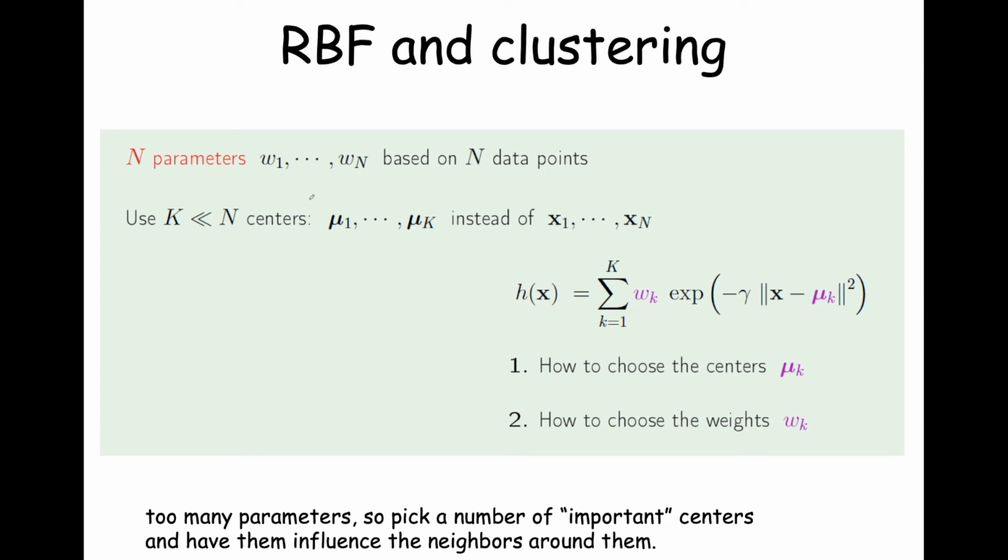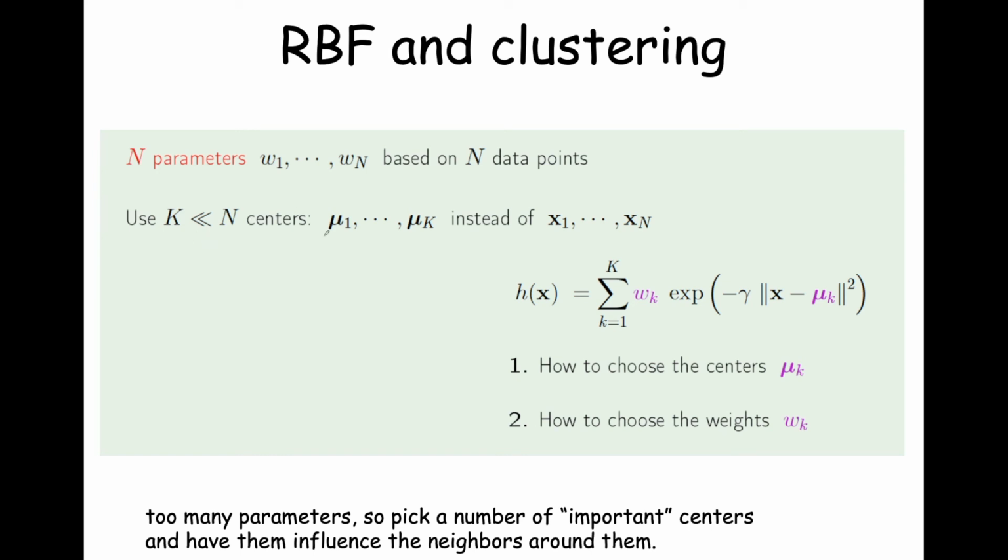So what we can do, instead of using a single weight or parameter for every single data point, is define a set of centers, and we're going to use these centers, k many of them. And the assumption is that k is going to be much, much smaller than the number of data points.